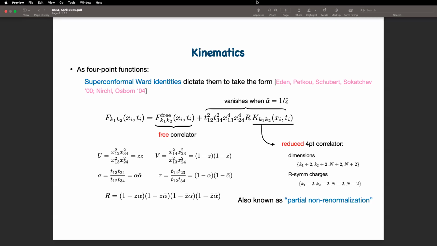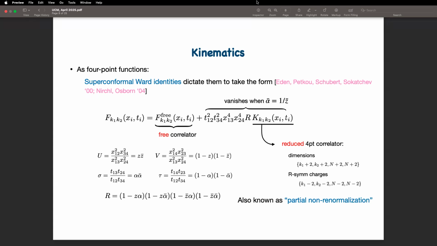Okay, as 4-point functions, there have been lots of studies of these half BPS 4-point functions since the early days of AdS/CFT. Superconformal symmetry tells you that the 4-point functions have to take this special form. The 4-point function can always be written as the sum of two parts. The first part is the 4-point function in the free theory. And then there is another part which is called the reduced 4-point function, denoted here by this K.